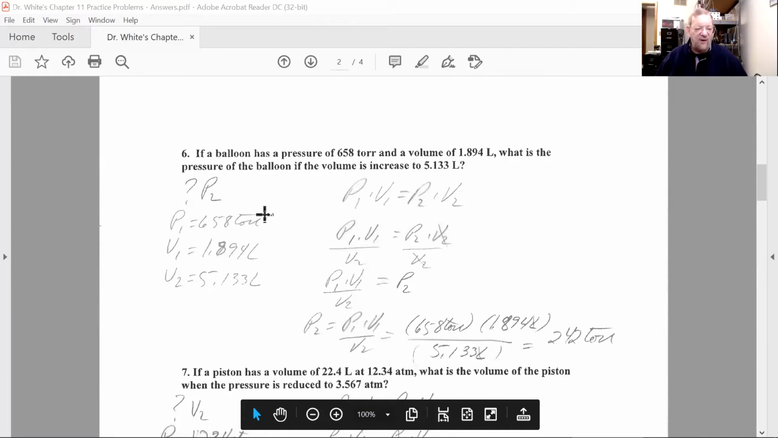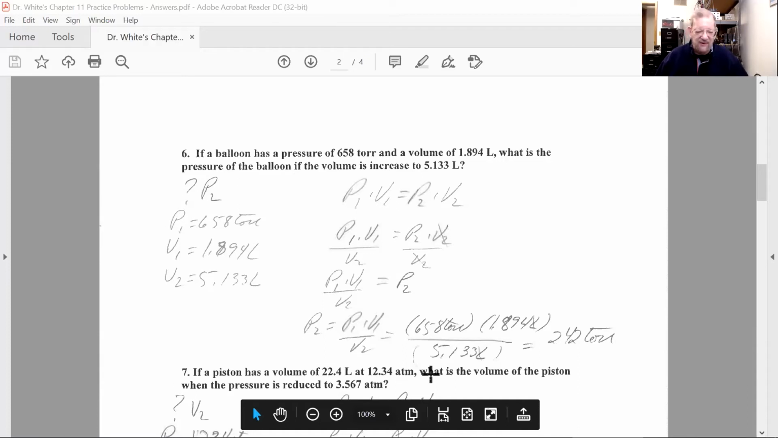And now we know, and here's the giveaway, when you have a gas problem on a test and you see only pressure and volume involved, it's P1 times V1 equals P2 times V2. And this is important information, test number 3. And now what are we trying to solve for? P2.